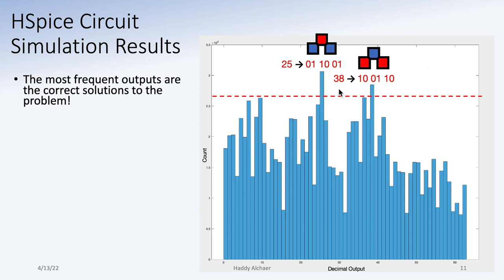So we've basically gotten our correct solutions. And out of 64 possible outcomes, the probabilistic computer was able to return the two correct solutions as being the most probable ones in this histogram. And this is quite impressive, considering that the circuit is running under realistic noisy conditions. This isn't just an ideal mathematical simulation after all.